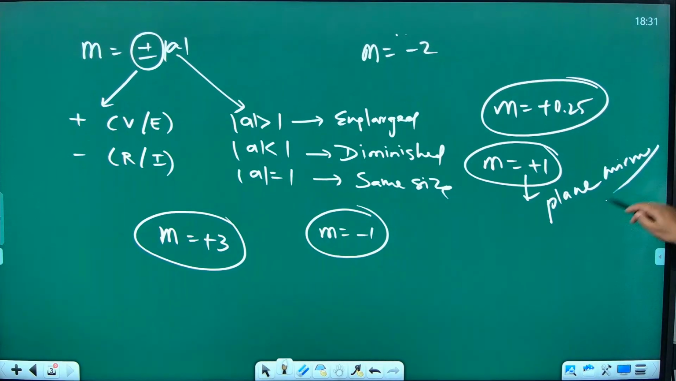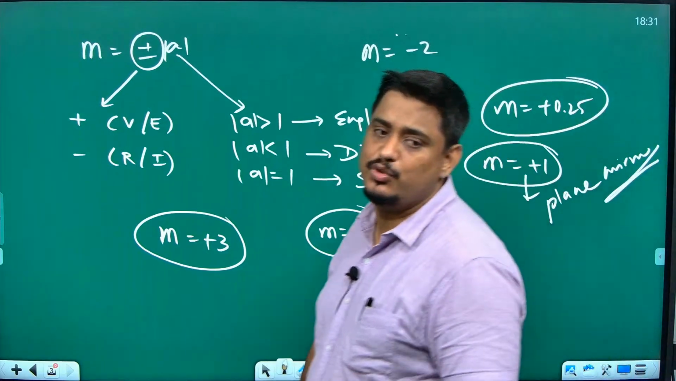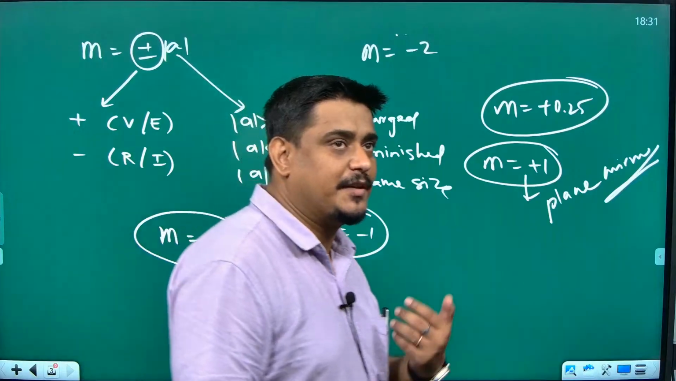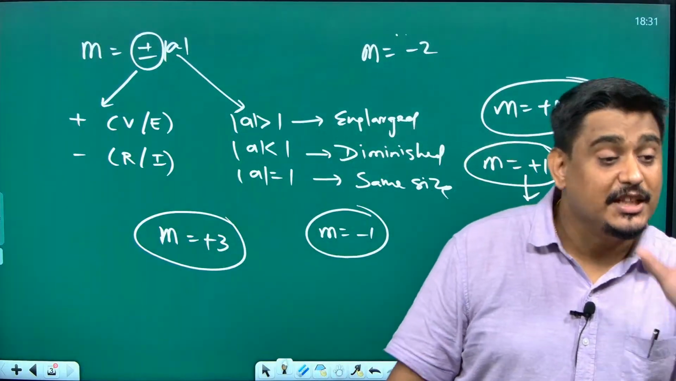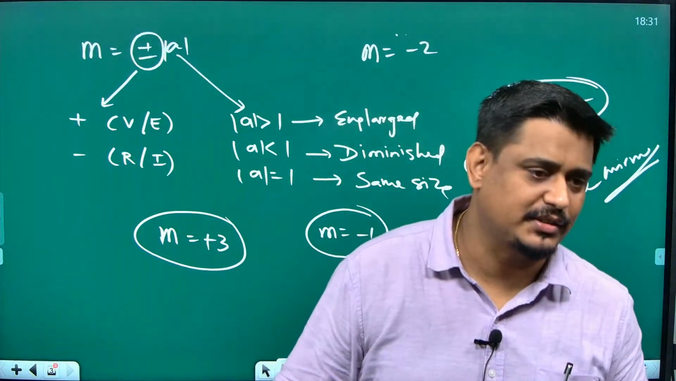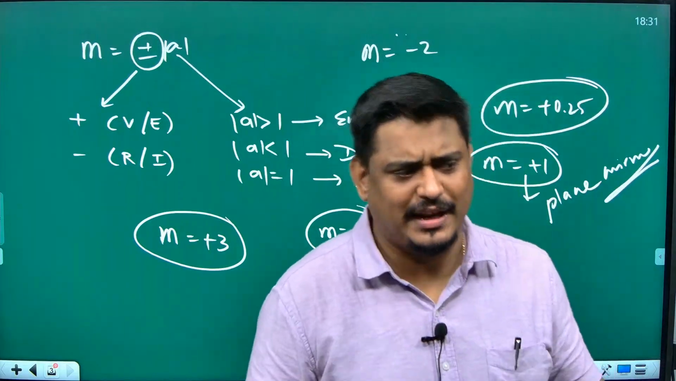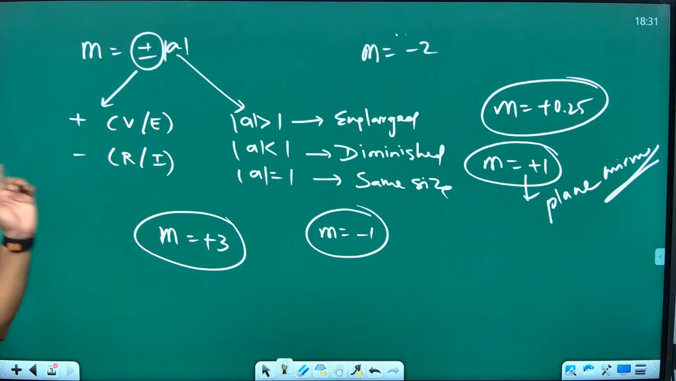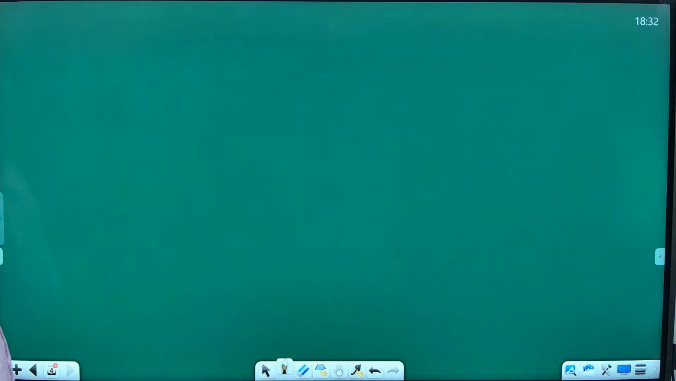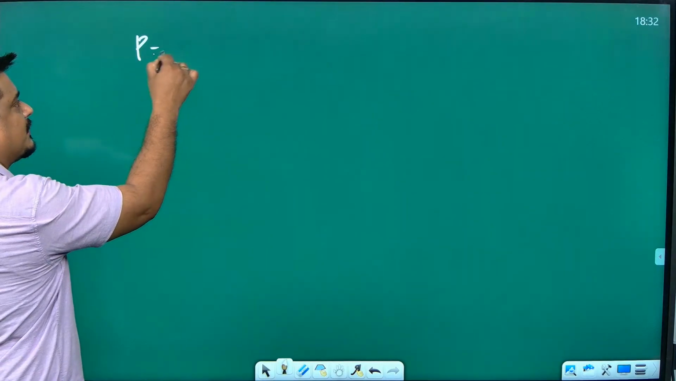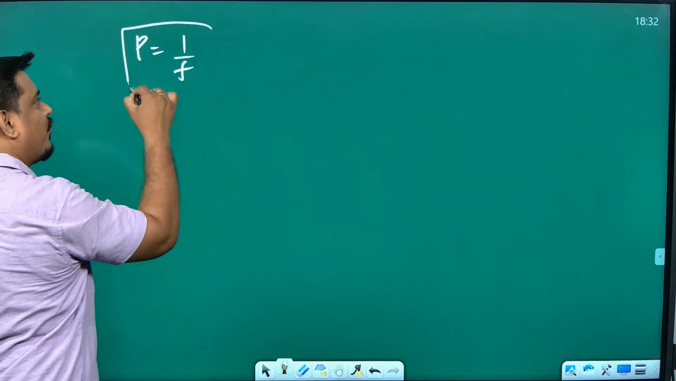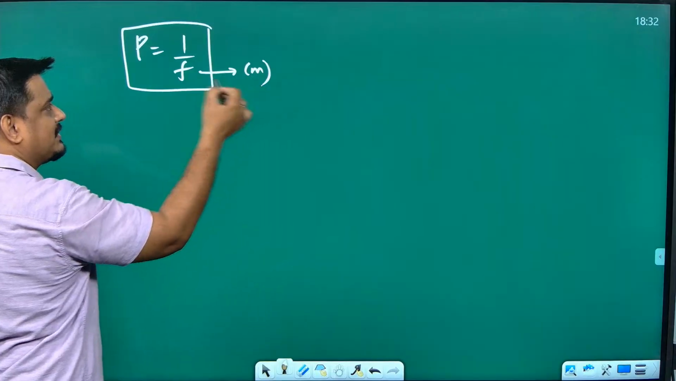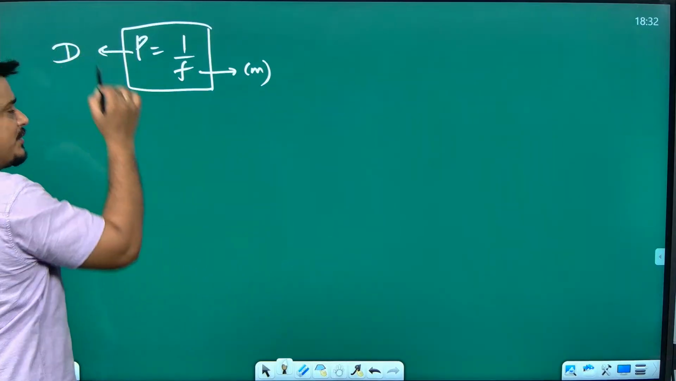This kind of question can come where they may ask you to find the type of lens, type of mirror, object position, or image position, just by giving you the magnification. If you have clarity on this topic, you can answer it. If you don't have the clarity, you will make a mistake. Then comes power. What is power? Reciprocal of focal length, and F should be in meters. The unit of P is diopters.